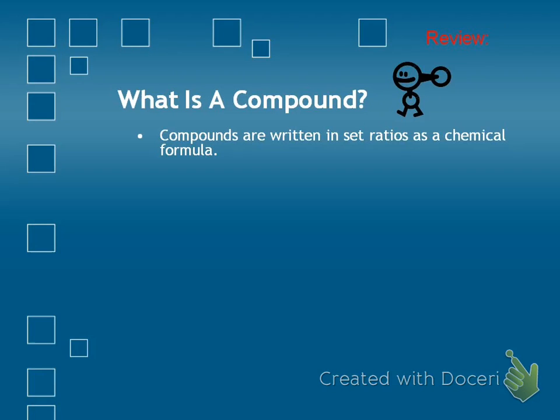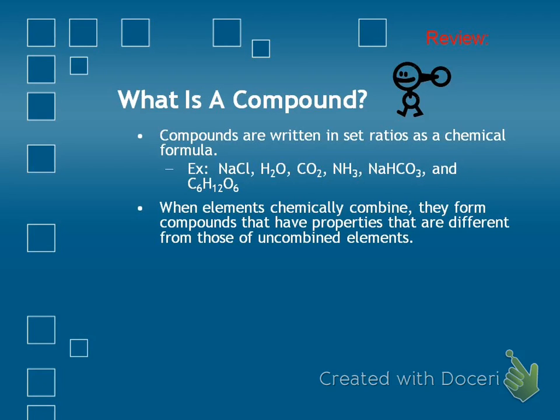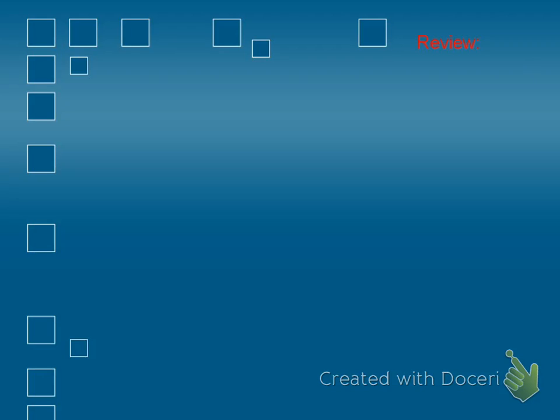Compounds are written in a set ratio, so think about H2O, NaCl, CO2, NH3, NaHCO3, C6H12O6. There's a specific formula or reason for examples like C6H12O6. Why are there 6 atoms of carbon, 12 atoms of hydrogen, and 6 atoms of oxygen? When elements chemically combine, they form compounds that have unique properties that are different from the elements that made them.